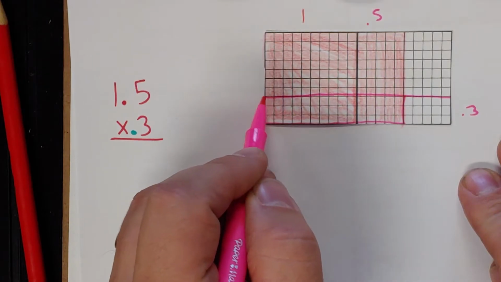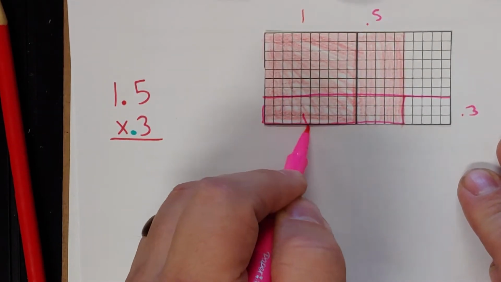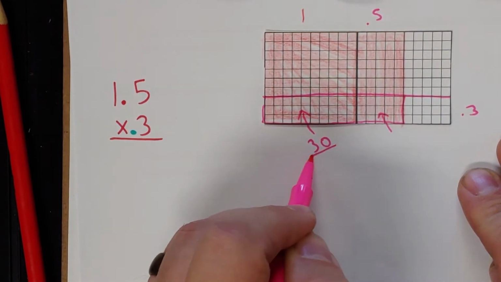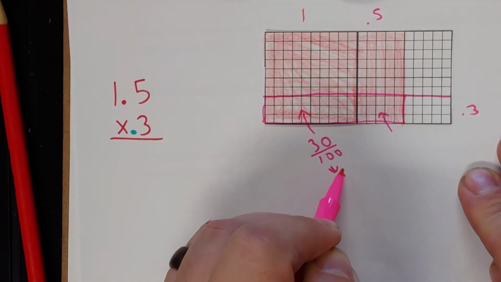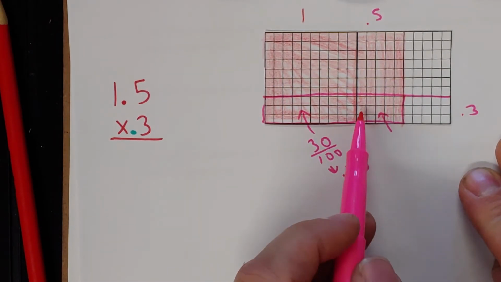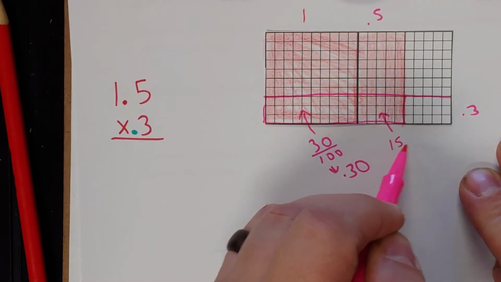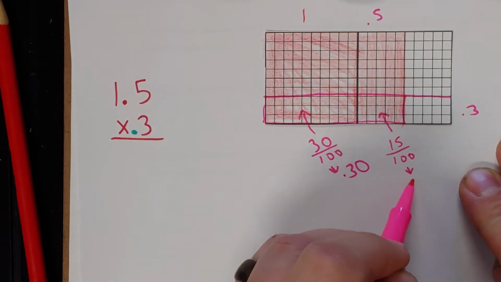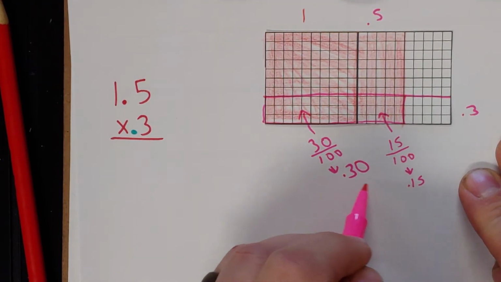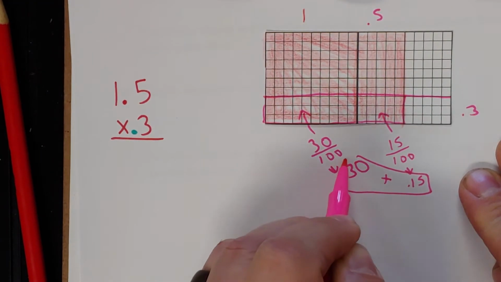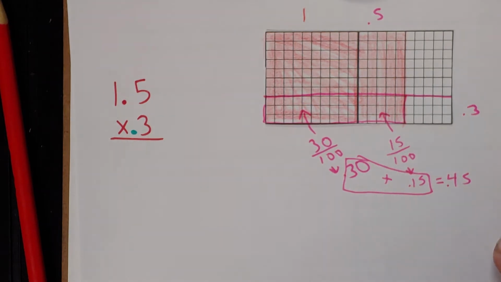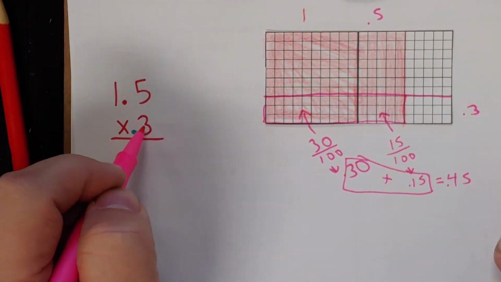Well, that's 3 times 10, which is going to be right there. That would become 30. 30 what? Well, 30 hundredths, or 3 3/10, because 1, 2, 3, 3/10. And then this is going to be 5 by 3, which is 15 hundredths. 30 hundredths plus 15 hundredths, so if I added those, that would be 45 hundredths.